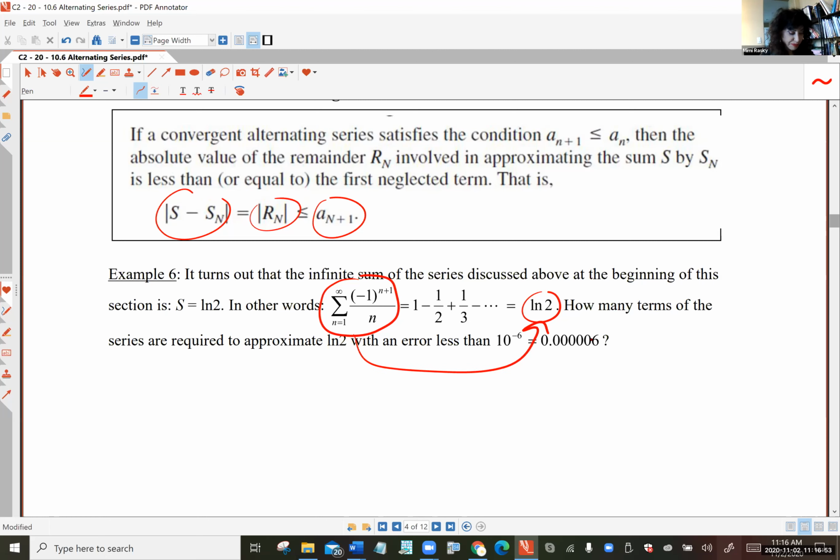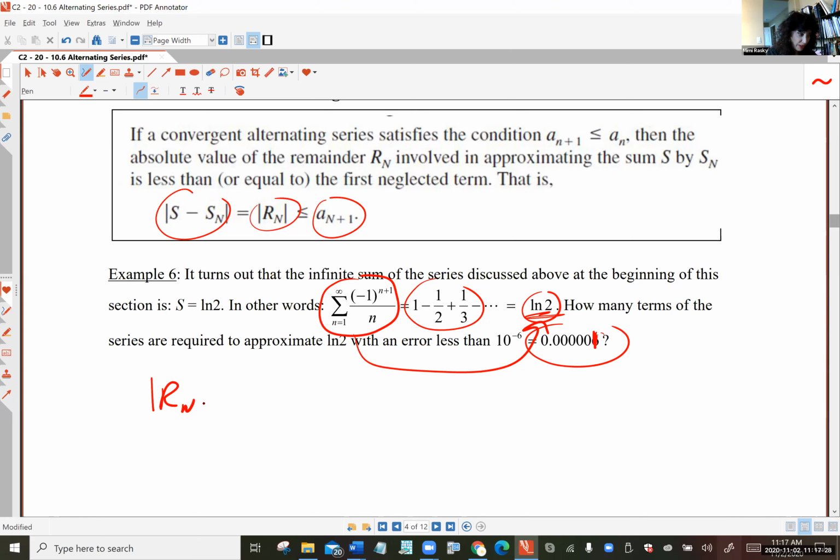Okay, fine. Well, if you start writing out some of the terms, you know, 1 minus a half plus a third and so on, how many terms do you need to be within 0.00001, 10 to the negative 6? So what we want to figure out is how many terms do we need where it's pretty close to ln 2 and we're within 10 to the negative 6 of it.